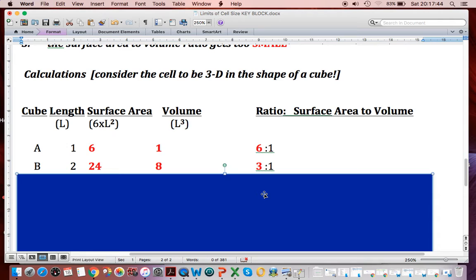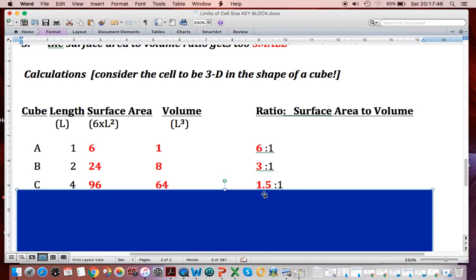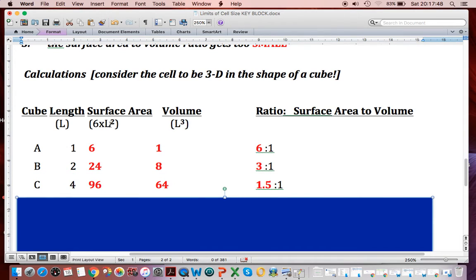Well, you can kind of see a pattern happening here. If I go 4 times 4, that equals 16. 16 times 6 is 96. So my surface area has increased. And now this time I have 4 times 4 times 4, which is 64. If I take 96 divided by 64, cell membrane compared to the cell, I get a 1.5 to 1 ratio.